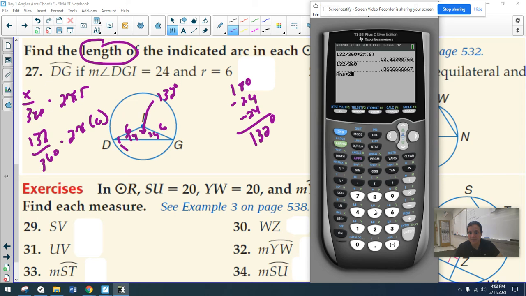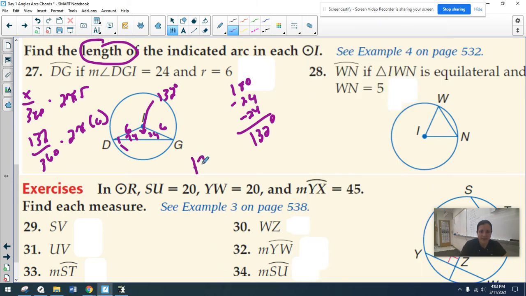Sometimes they do weird things. Okay, just making sure. All right, so I got 13.8 for the length. So that's two different things. This is the length. This would be the measure if that's all you're looking for.